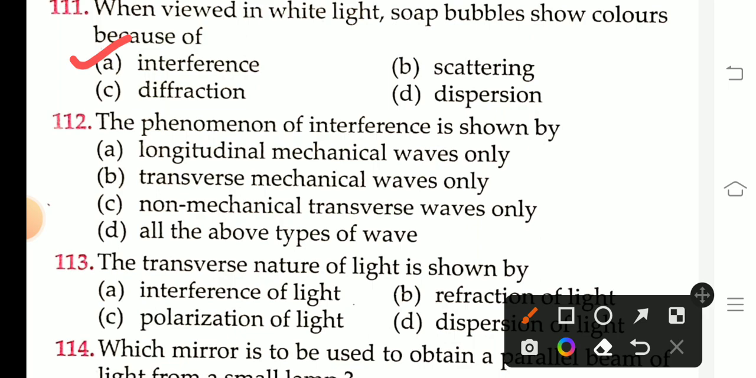Next, the phenomenon of interference is shown by. Right answer option D. All the above types of waves, means A, longitudinal mechanical waves only, B, transverse mechanical waves, C, non-mechanical transverse waves.